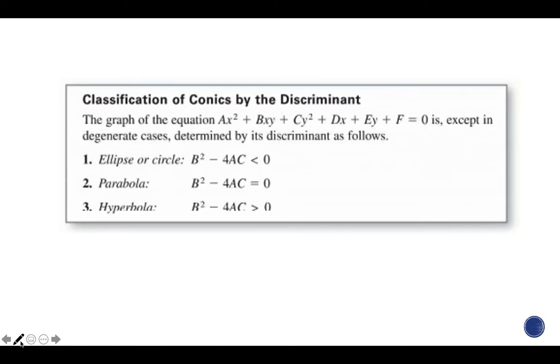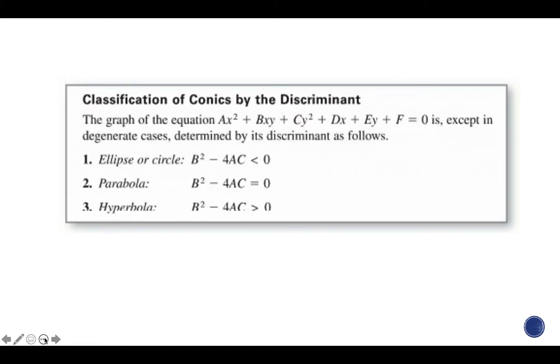Now, all the equations that we've worked with so far in this chapter have not had an xy term. That's going to cause something known as rotation of conics. But we're just going to focus on identifying the type of conic at this point.